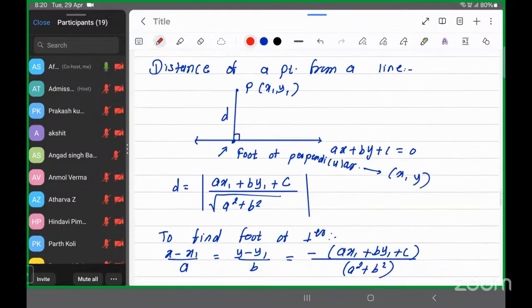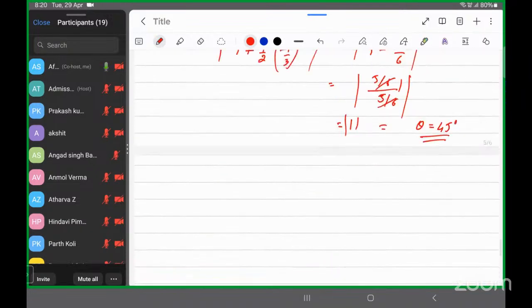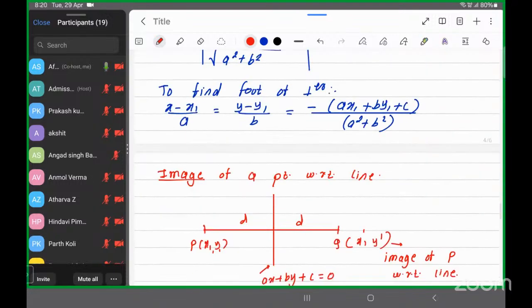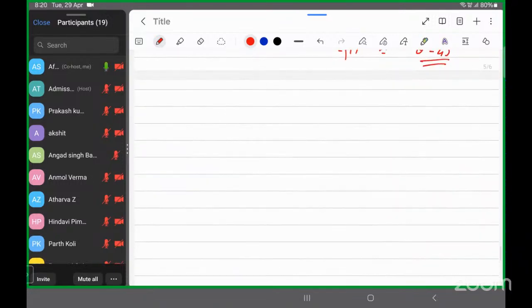So we learned about the distance of a point from a line, but not the distance between two parallel lines. Let's see. Distance between two parallel lines.